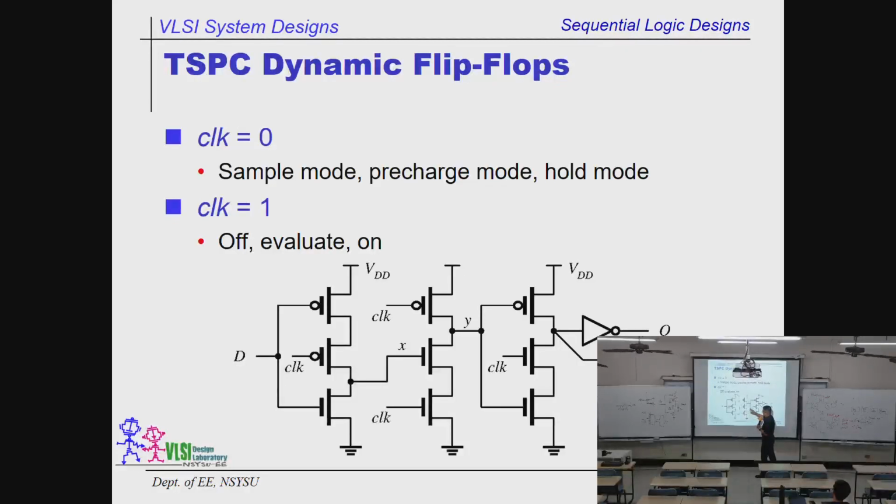Okay, 1, 2, 3. We have 3 stages of TSPC dynamic flip-flops. When the clock is 0, this one is off. Y right now is being evaluated, and this one is on. Okay, and the outcome of Y will be duplicated at Q because we have 2 inverters over here. So this is a dynamic flip-flop in this design. 3 stages, and it works just perfectly.